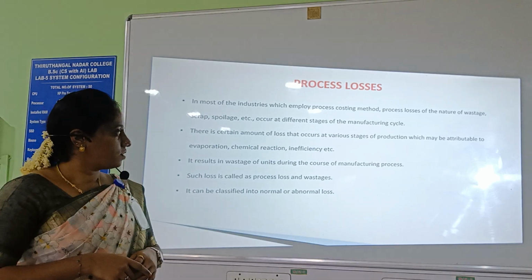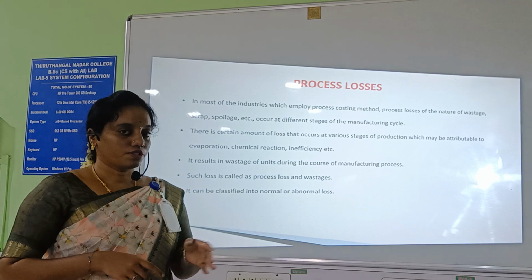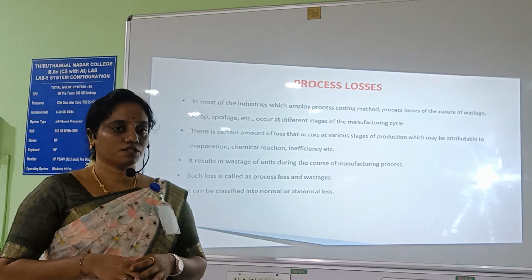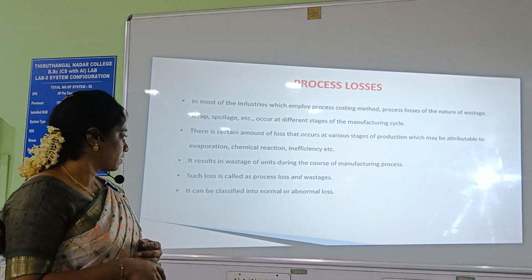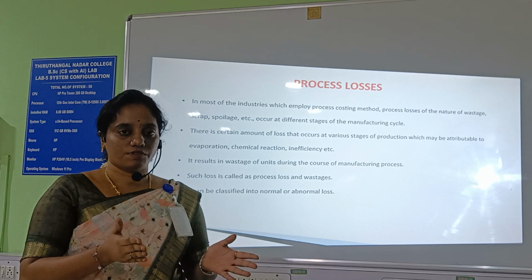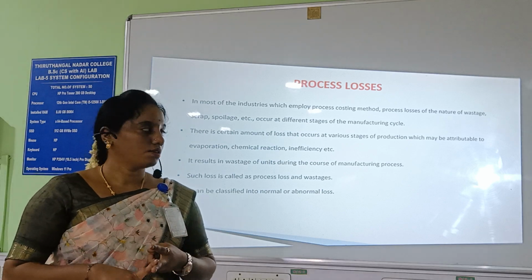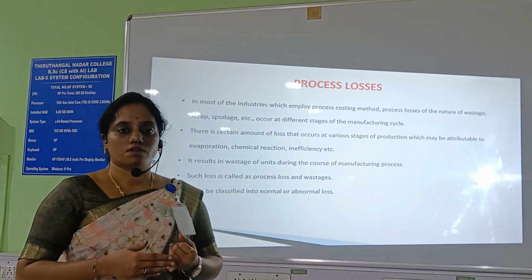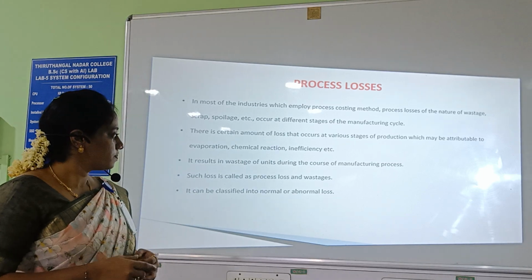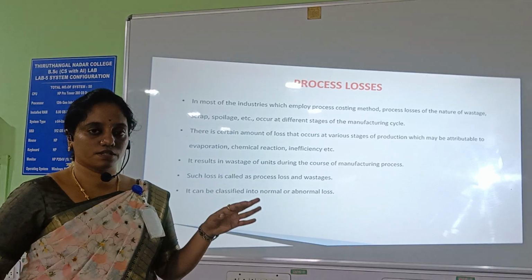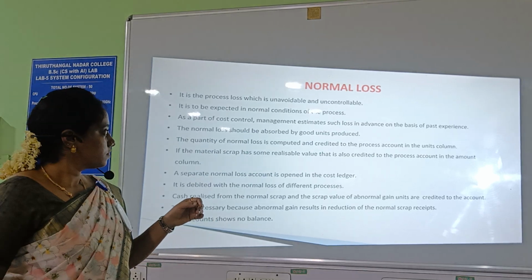There is a certain amount of loss that occurs at various stages of production which may be attributable to evaporation, chemical reaction, inefficiency, etc. As I already told you, process loss can be classified into two. One is normal loss and another one is abnormal loss. Such loss is also called process loss or loss wastages. It results in wastage of units during the manufacturing process cycle.